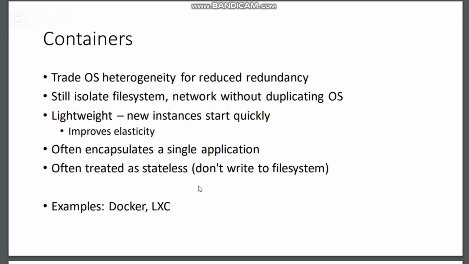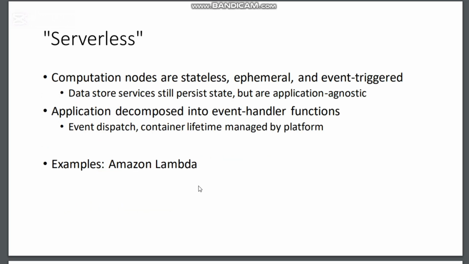Docker is a main example of it. In serverless computing, nodes are stateless, which means we don't need to write them on the file system. They are ephemeral and event triggered. Data store services still persist state but are application agnostic. The application is decomposed into event handler functions and event dispatch, with the container lifetime managed by the platform. An example is Amazon Lambda, which is used for serverless computing.